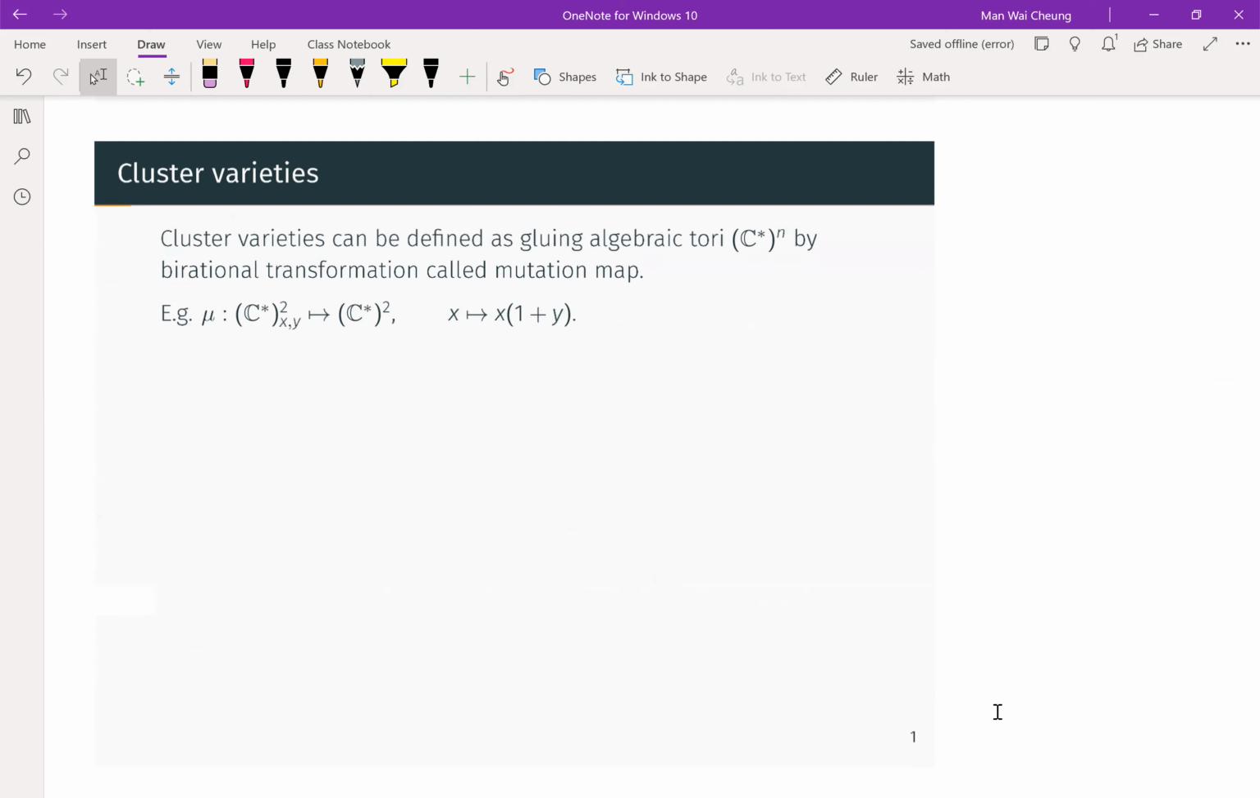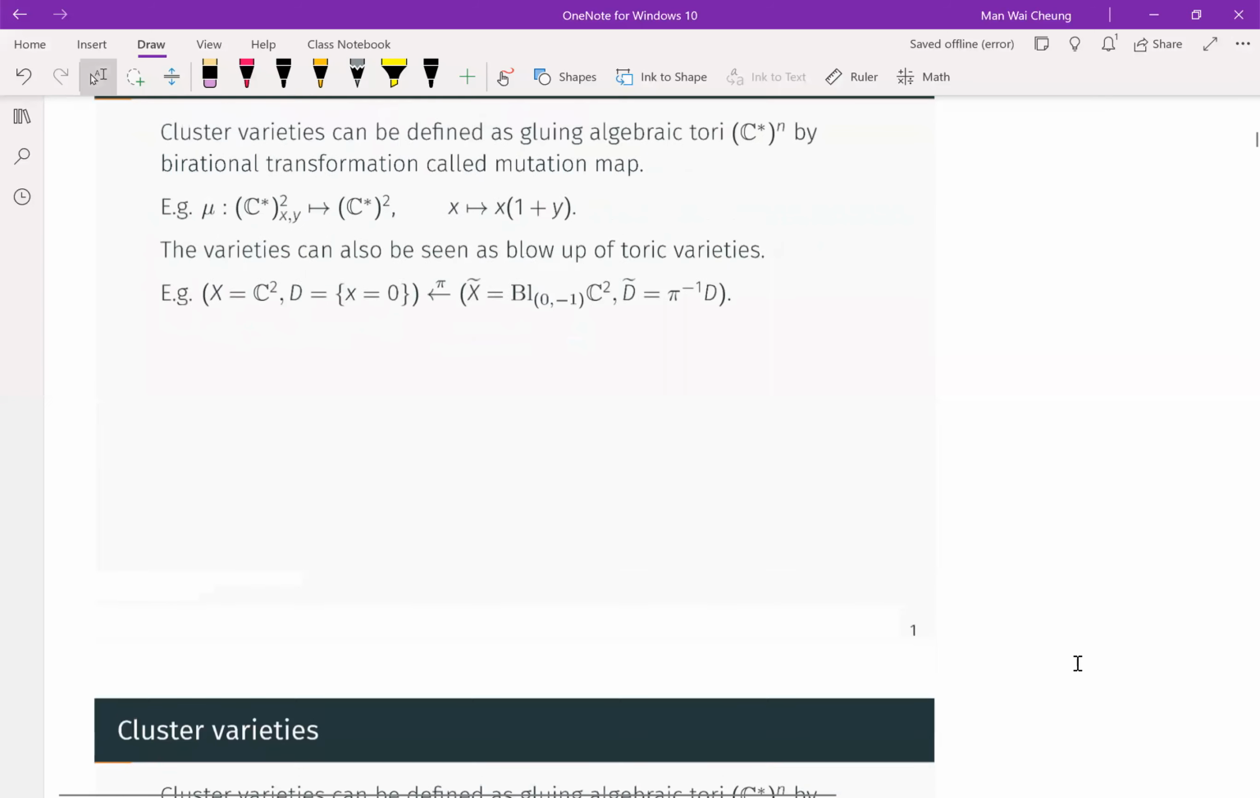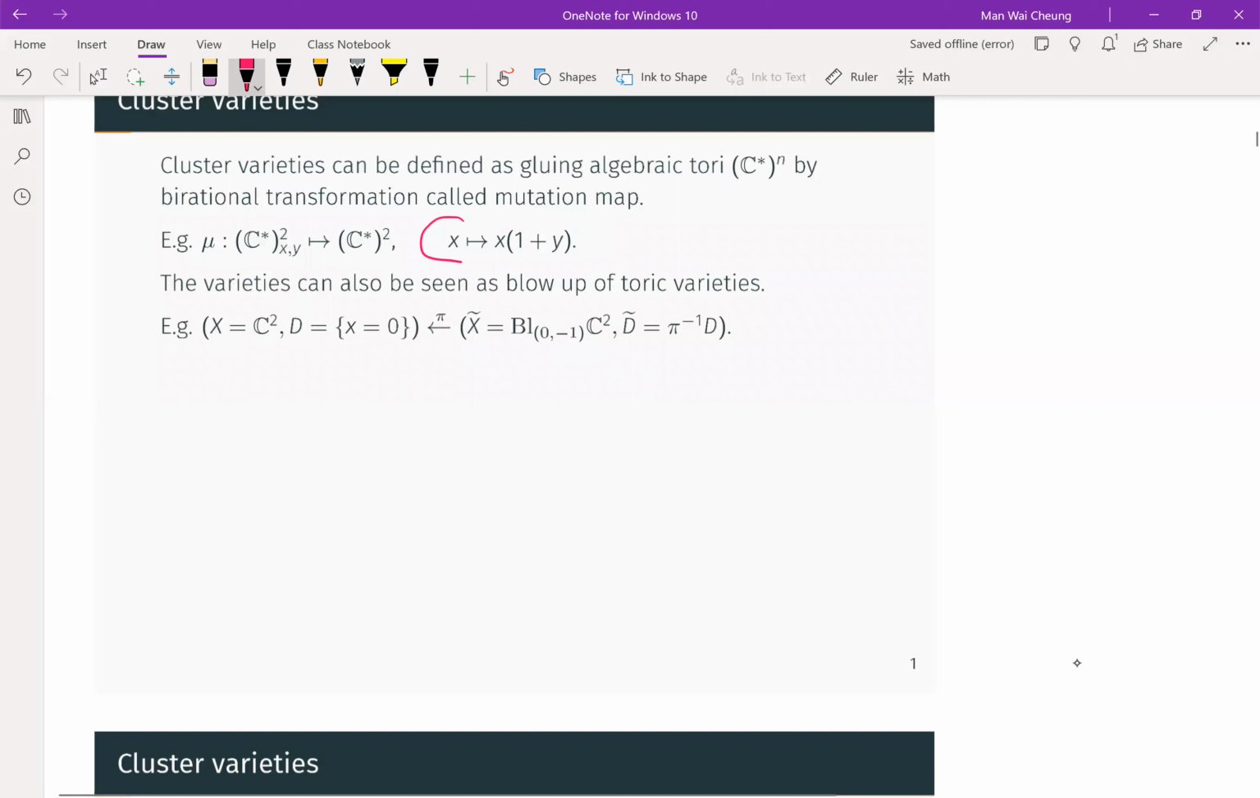We see cluster variety, by the usual definition, as gluing tori by some birational transformation like this: we have two tori, C* squared, and then we have this transition map. You can go by a bidirectional map between the two, right? And then we glue the two tori together to obtain our cluster variety. But how do we understand this bidirectional map here? What does that mean? It is actually obtained from a blow-up of a toric variety.